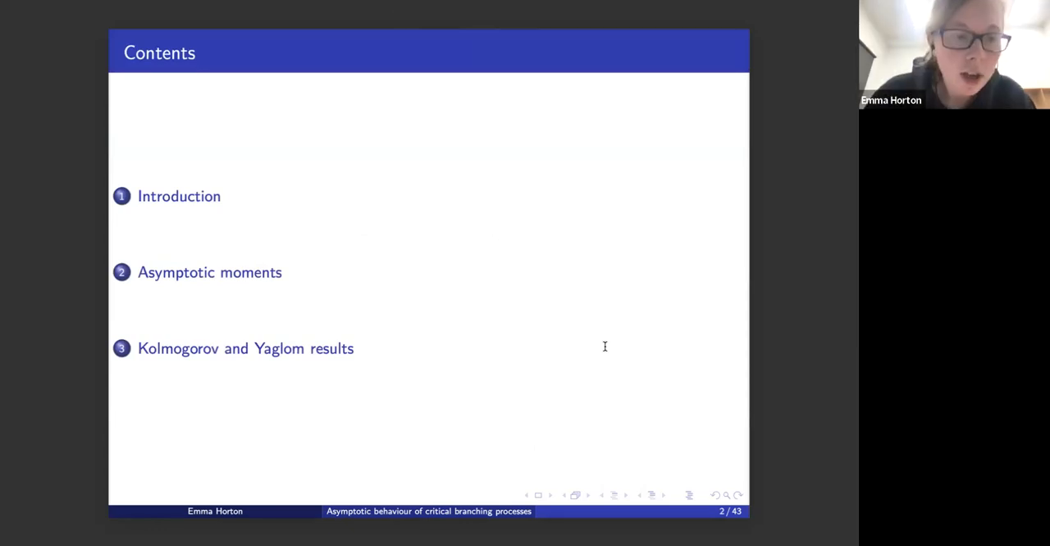Okay. So I'm going to split the talk into three parts. The first, I'll give a motivation for why we're interested in looking at these branching processes, and then I'll introduce the particular model that I'll talk about for the rest of the presentation. Then I'll spend the second section talking about the asymptotic moments of this class of critical branching processes, and the third section talking about some classical results known as the Kolmogorov and Yaglom limit theorems.